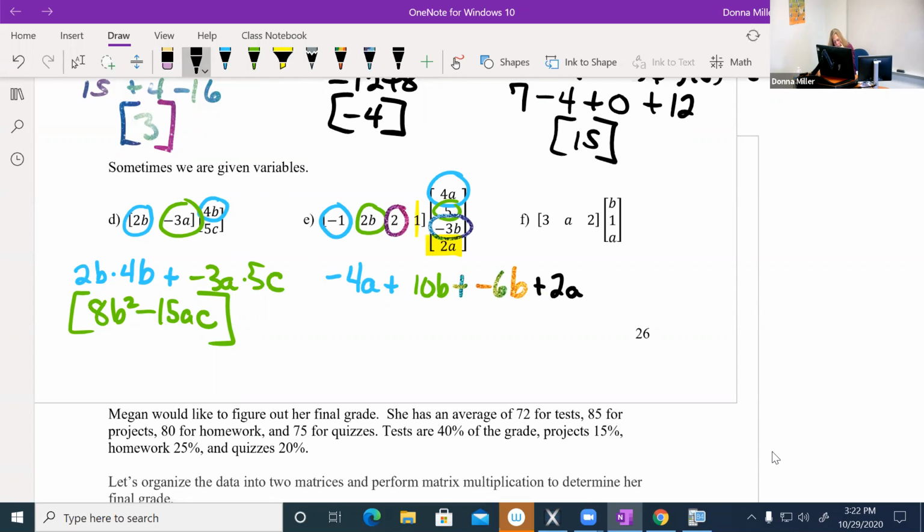All right, so then we're going to add up like terms. We can add up like terms. -4 and 2 is negative 2a. And 10b minus 6b would be 4b, and that's my resultant, right?